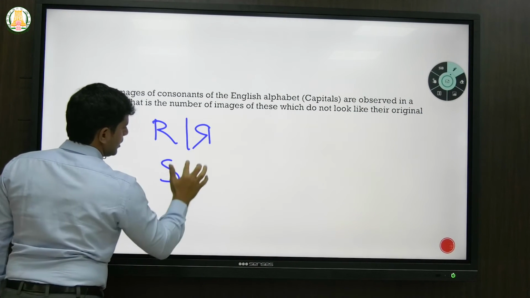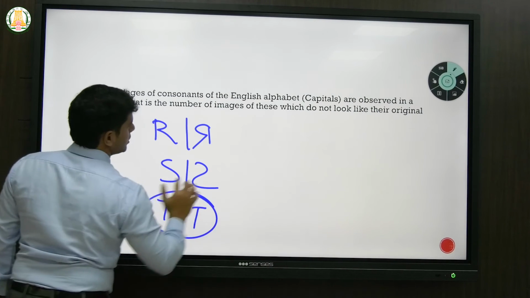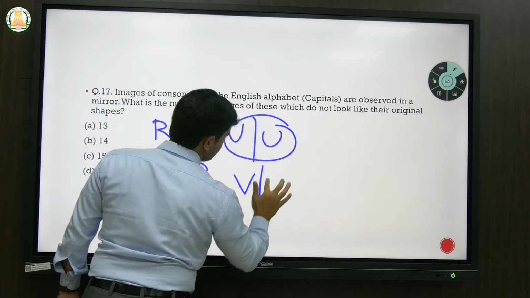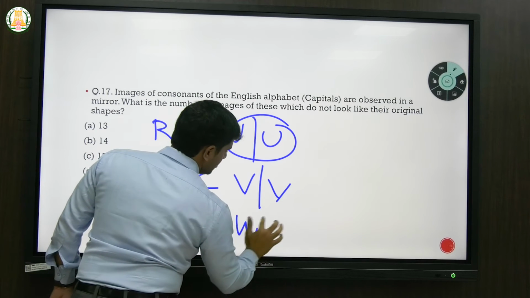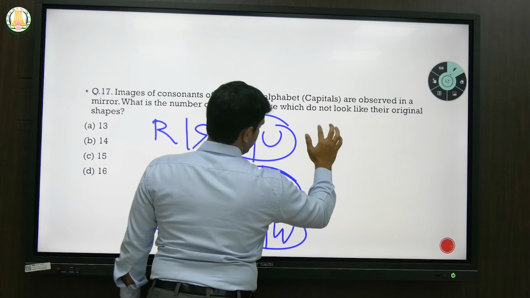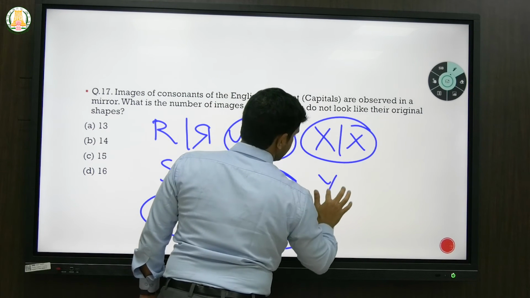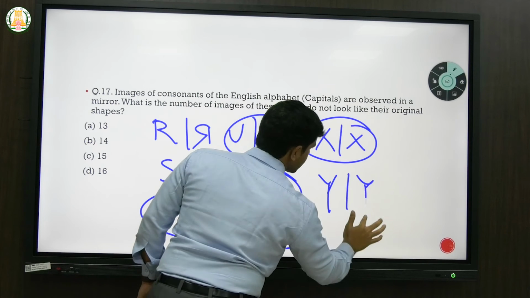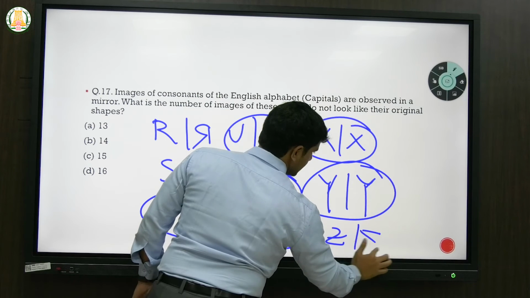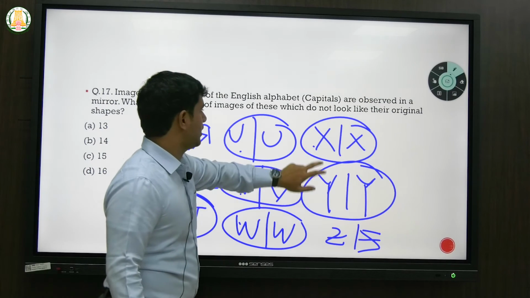R, S. T again you will have the same. U again the same. V also the same. W again the same. Mirror images will be the same for U, V, W. X again you will have the same. Y, if you write this kind of Y, you will definitely have the same. If you have Z, you will not have. So here you have 1, 2, 3, 4, 5, 6.